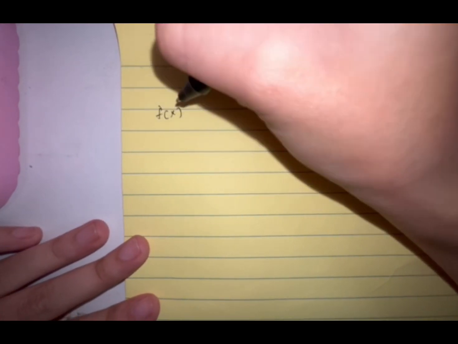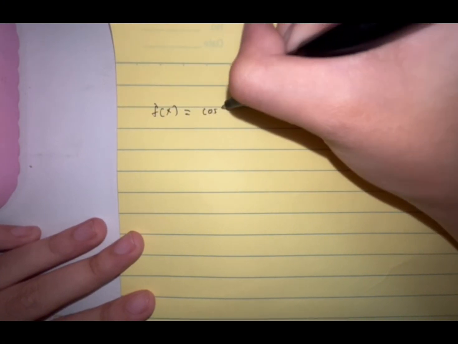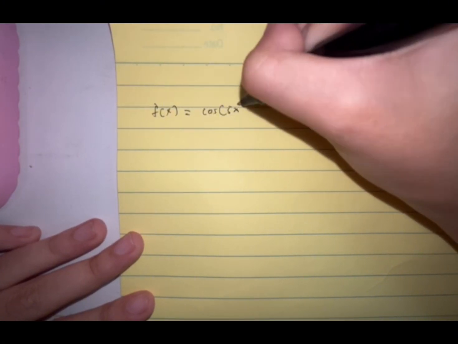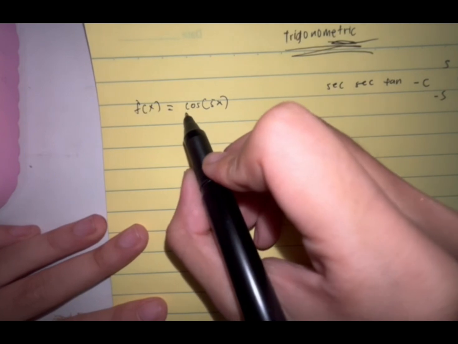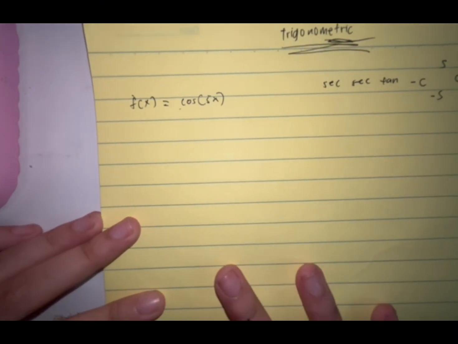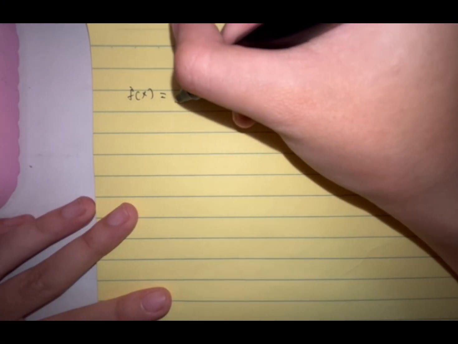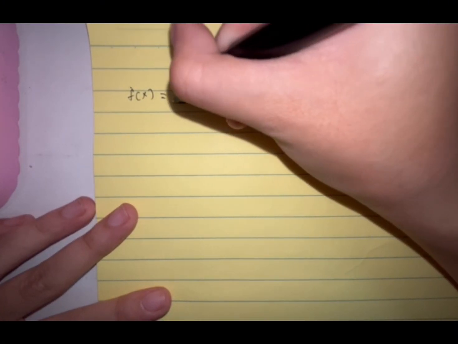F of x is equals to cosine 5x. So, ito yung cosine, ito yung angle. Then, anong gagawin mo? Una mong gagawin is, i-derivative mo tong nasa labas, which is yung cosine.